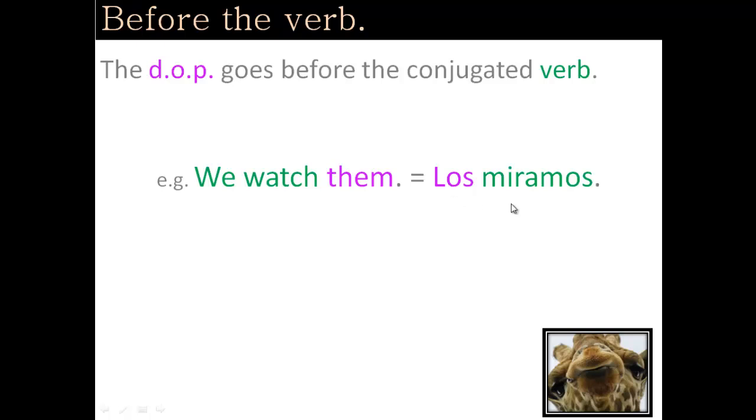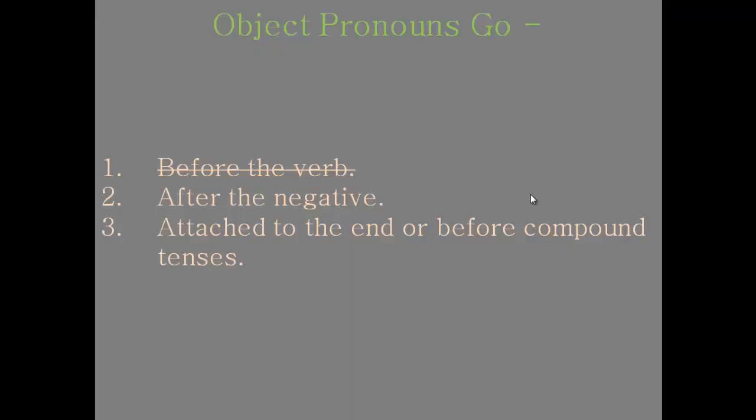In Spanish, it goes DOP, verb. So we watch, miramos; them, los. In Spanish, they actually say them, we watch, whereas in English, we say we watch them. Nice and easy, so the DOP goes before the conjugated verb. Los miramos, okay? That'd be a good slide to make a note of somewhere. So I feel pretty confident that we can cross number 1 off.